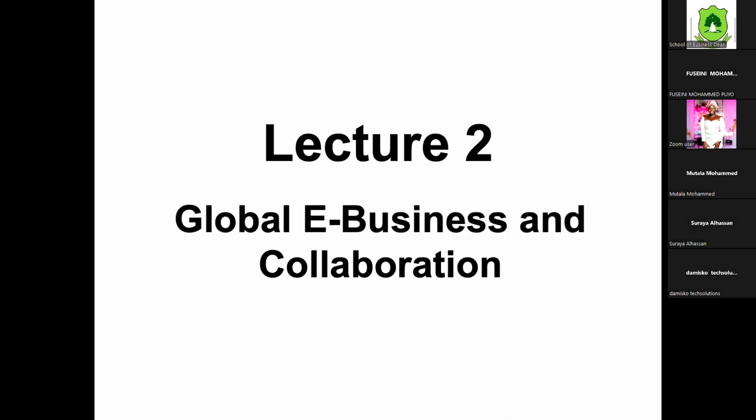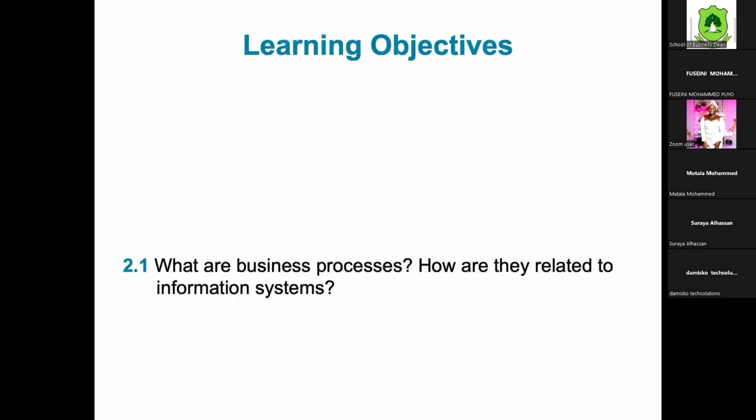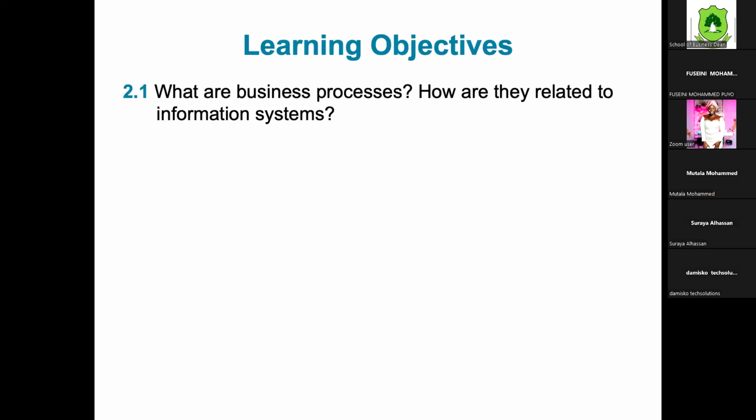So in the next 45 minutes, I want us to look at e-business and collaboration. In this topic, these are the things we want to discuss. We want to try to understand basically what we mean by a business process and how our understanding of a business process can shape our understanding of information systems. Are you okay?